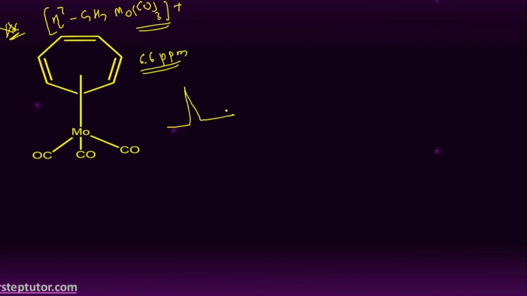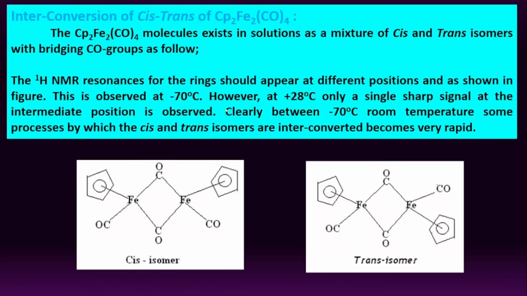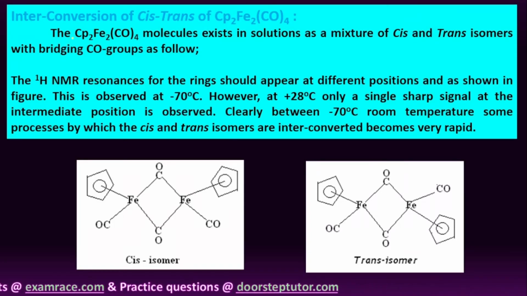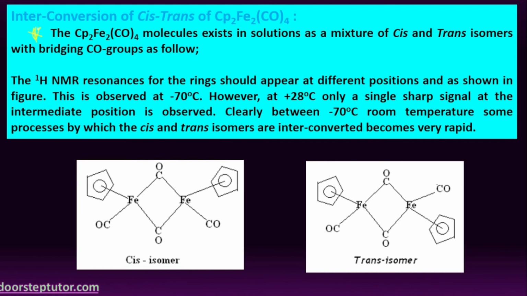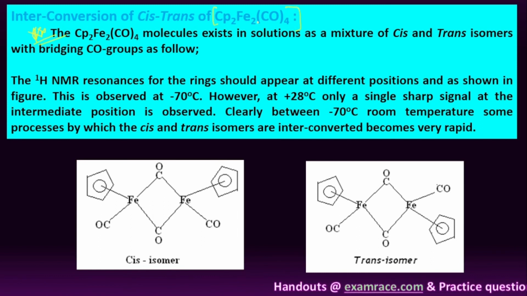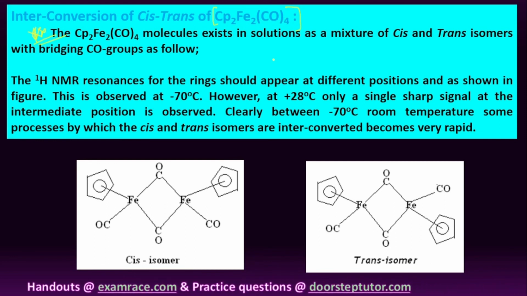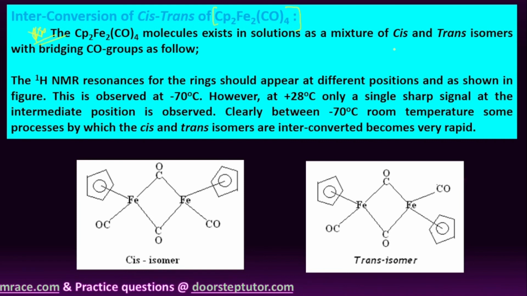These COs do not interact with the ring protons, students, so that is why only one signal appears in the NMR spectroscopy. A very important example in proton NMR spectroscopy, students. Next is the interconversion of cis and trans isomers of cyclopentadienyl diiron tetracarbonyl, students. Generally this molecule exists in solution as a mixture of cis and trans isomers with bridging CO groups as follows, students.